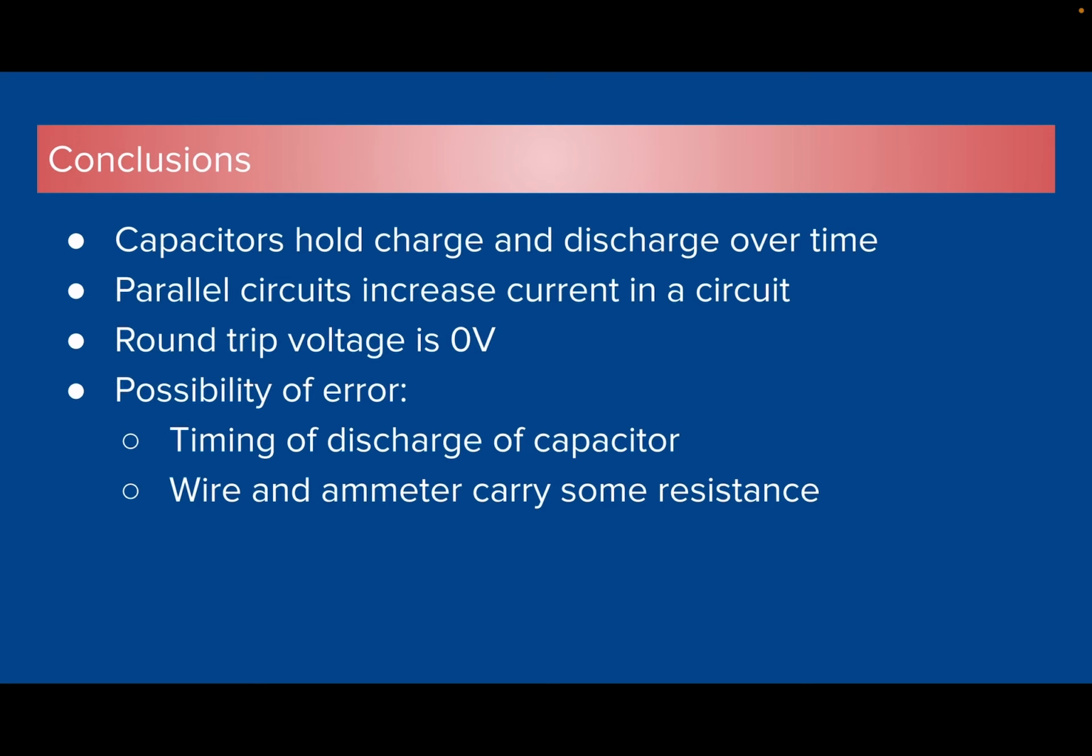Our conclusions are that the capacitor holds charge and discharges over time. Parallel circuits increase current in a circuit. Round trip voltage is 0 volts. Possible sources of error are the timing of the discharge of the capacitor, since we measured that with a stopwatch, and the wire and ammeter carry some resistance that we didn't account for.